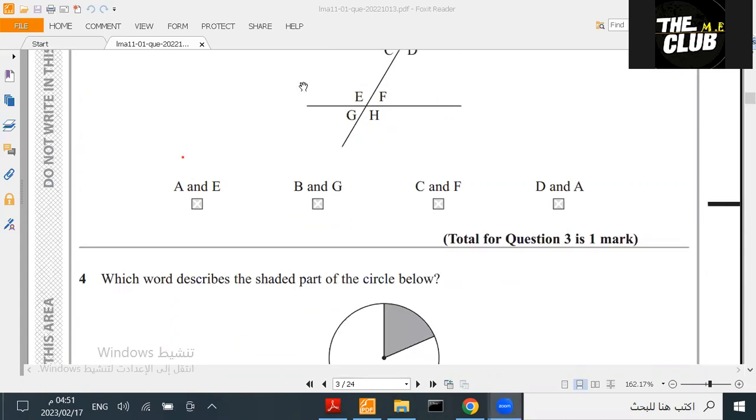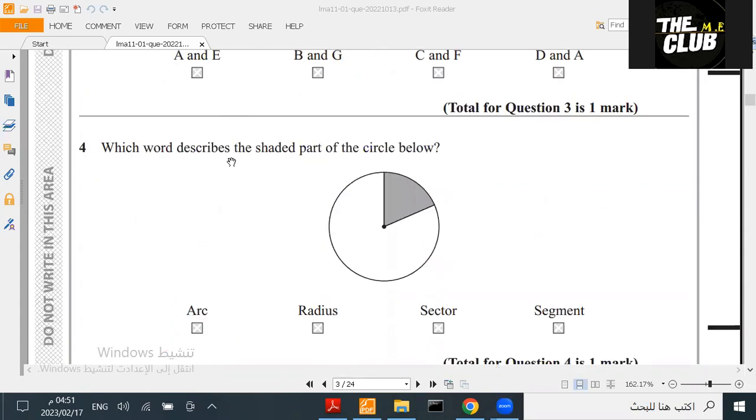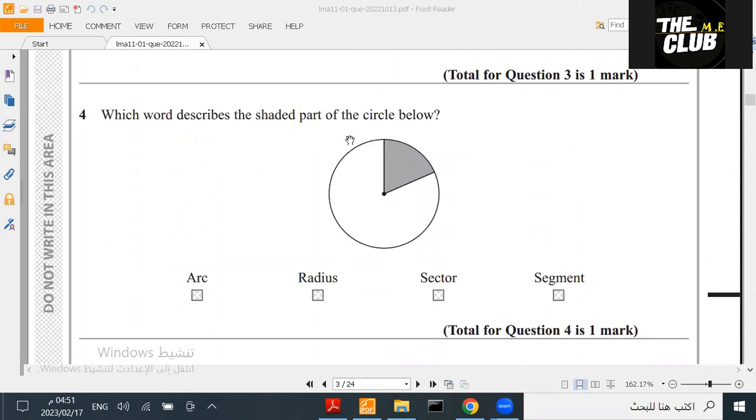Okay. Question 4, which word describes the shaded part? What is the shaded part? That's the question. What is this shaded part? تمام. We have arc. Is it arc? The arc is like this, or arc. الارك هو جزء من circumference. That's the arc, okay? And the other one, a radius. A radius is a line from the center to the circumference. So it's not radius. It's not arc.